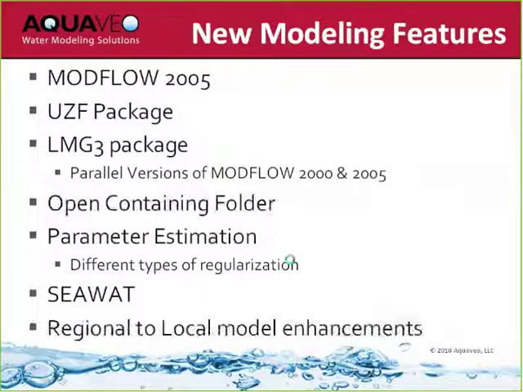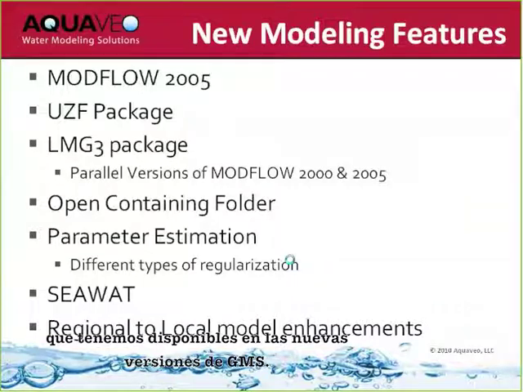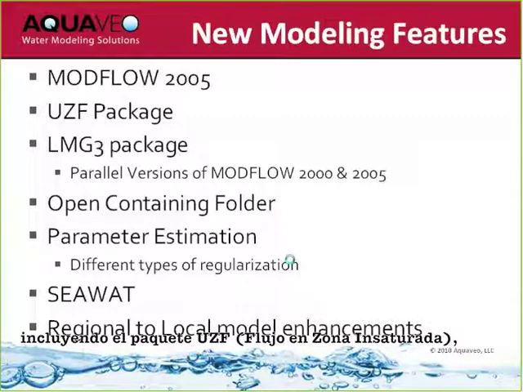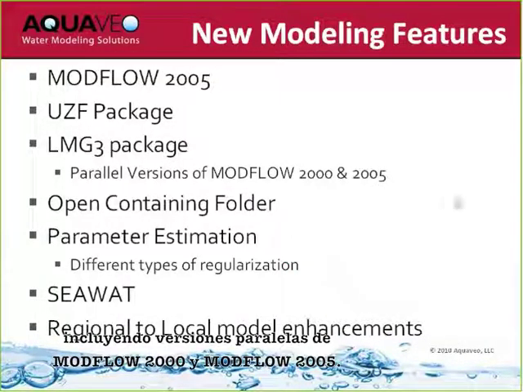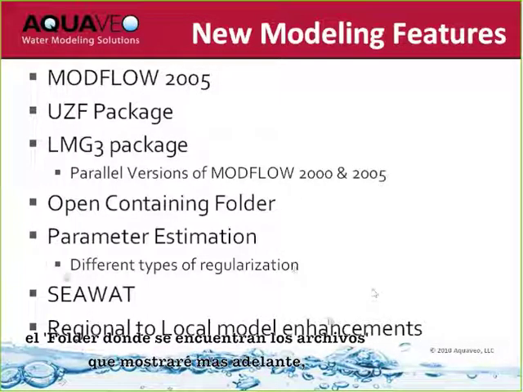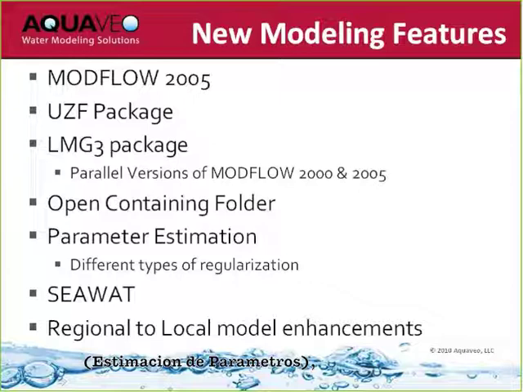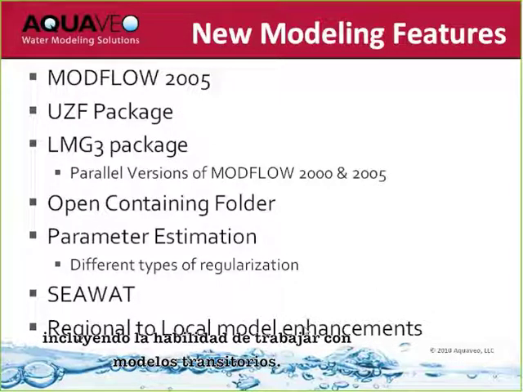Okay, so now we want to touch on some of the new modeling features that we have available in the new versions of GMS. So new with version 8.0, we have support for ModFlow 2005, including the UZF package. We have support for the LMG3 solver package, including parallel versions of ModFlow 2000 and ModFlow 2005. A nice convenient feature called Open Containing Folder that I'll show you. We've added different types of regularization to use with PEST. We have included an interface to CWAT, and we've made some enhancements to our regional to local model conversion, including the ability to work with transient models.